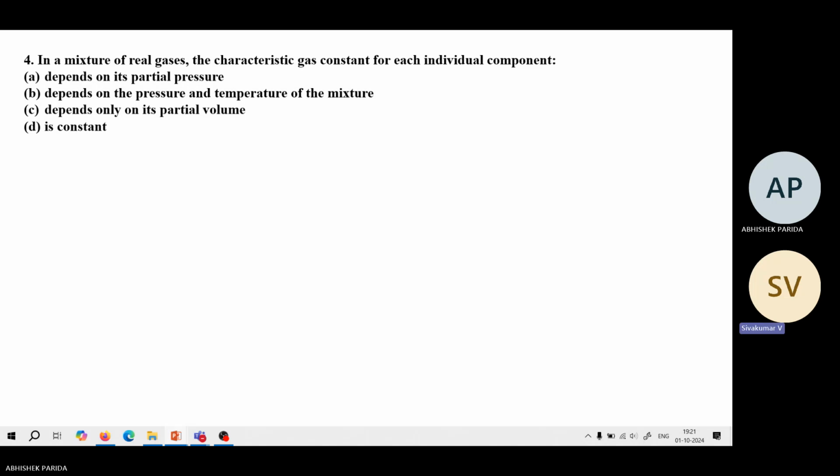It is equal to Cp minus Cv. So generally it is constant, sir. Yeah, it's constant. The correct answer is constant. It is independent of the partial pressure, volume, or even temperature. It only depends on its molecular mass, because it is telling about the characteristic gas constant.